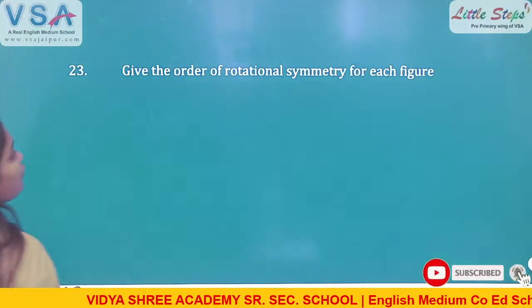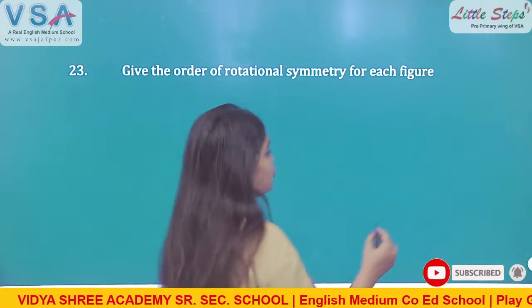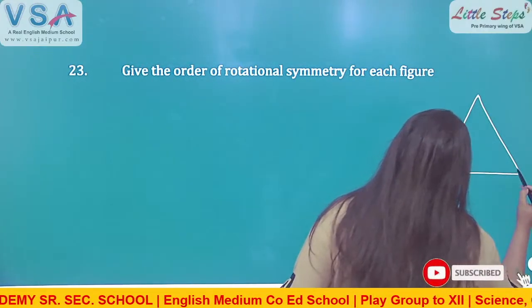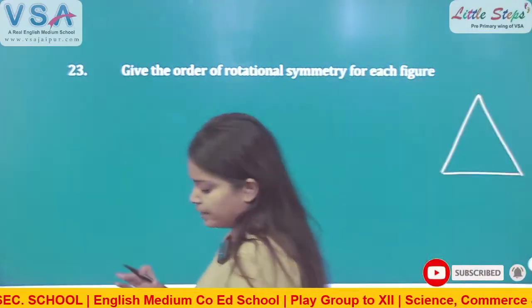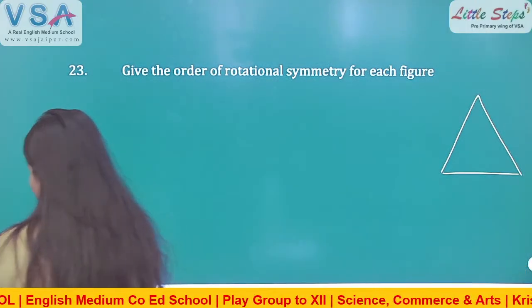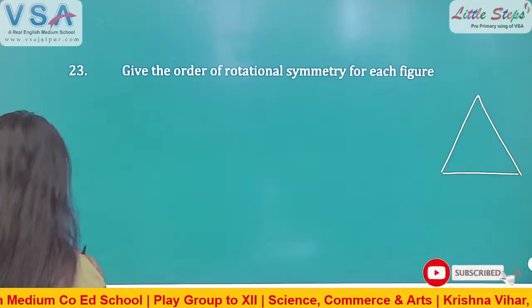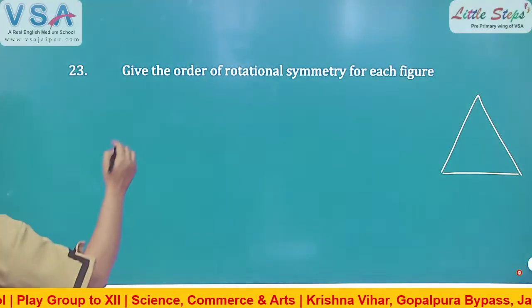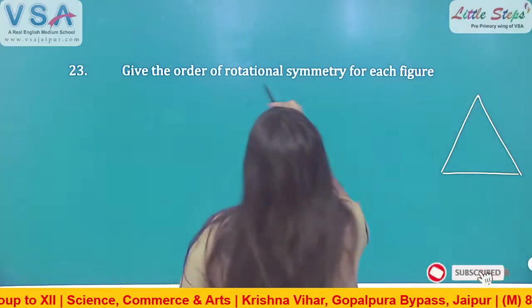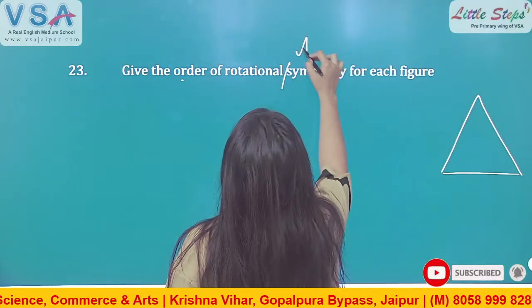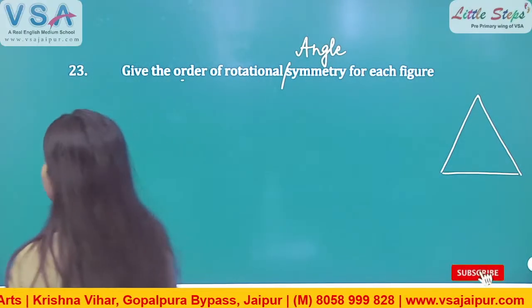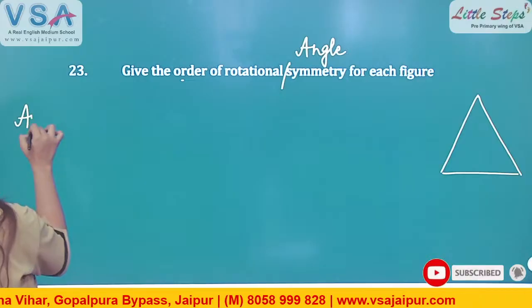Give the order of rotation symmetry for each figure. I am drawing a figure for you. Over here, this is the figure of a triangle. You need to write down the order of rotation as well as the angle of rotation also. Let's quickly give the order of rotation.